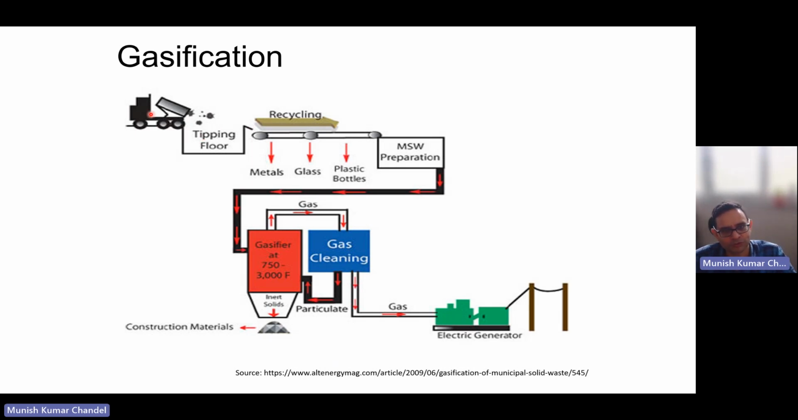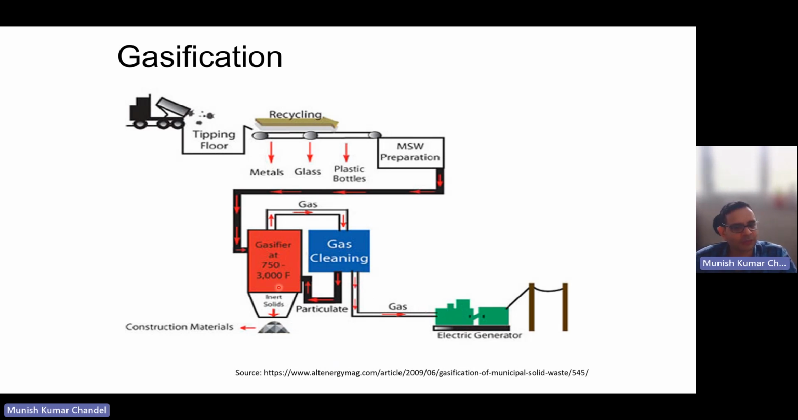For example, what is shown here: you have a tipping floor where the waste comes. You recycle metal, glass, and other materials, including plastic bottles, etc. You prepare the waste and put it into the gasifier. The temperature is shown here, 750 to 3000 Fahrenheit, depending upon the type of gasifier. The synthetic gas, which essentially contains carbon monoxide and hydrogen and other components, is cleaned up, and then this gas is used as a fuel or for electricity generation.